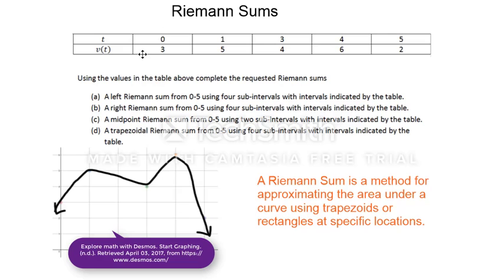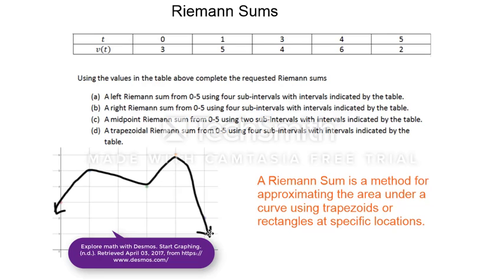Alright, so today we're going to be learning about Riemann sums. Riemann sums, our big takeaway, is a method for approximating the area under a curve using trapezoids or rectangles at specific locations. And it's very common in AP Calculus when we have a function, but we don't actually know the equation, but we still want to try to integrate it.